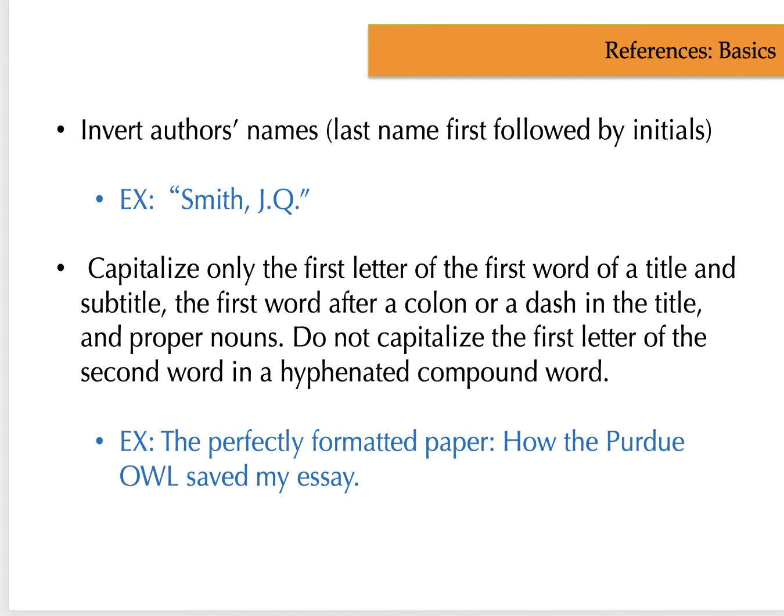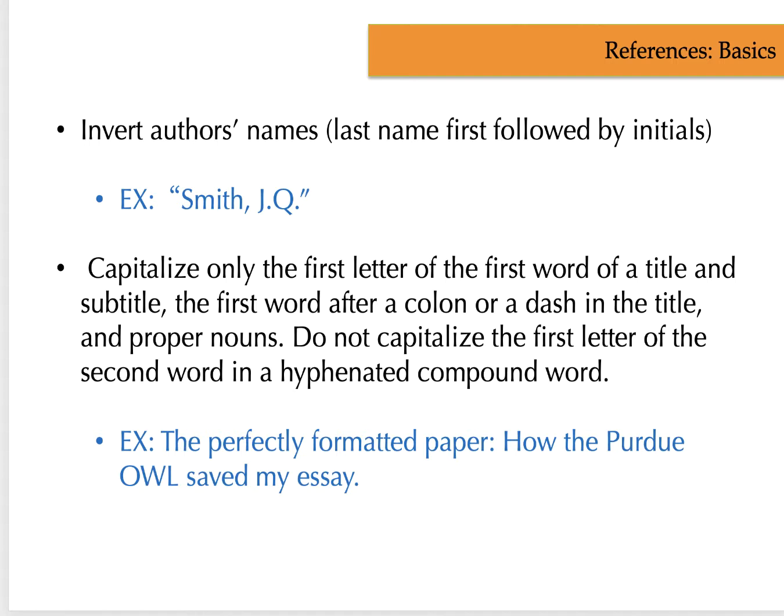So these are the basic rules relating to creating reference entries. We invert the author's name. So if someone's, I don't know, John Smith, we're going to put Smith first, then a comma, then the other initials in caps, and a period after each of the initials. So you only capitalize the first letter of the first word of the title, so you can see what it says there.